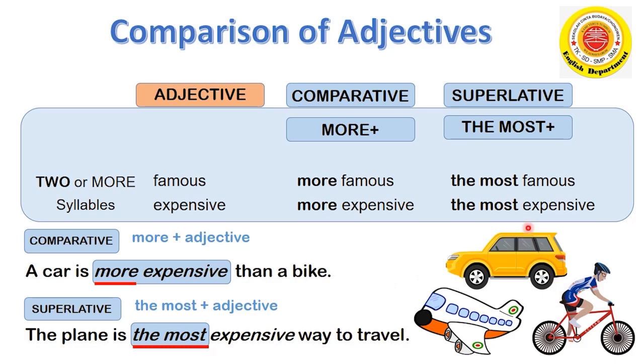And then for the superlative, we just need to put most. The most plus adjective. The plane is the most expensive way to travel. Pesawat terbang adalah cara yang paling mahal untuk melakukan perjalanan. Okay. Next.